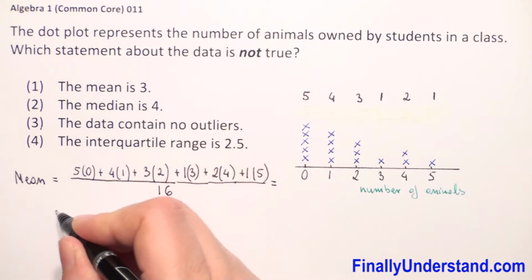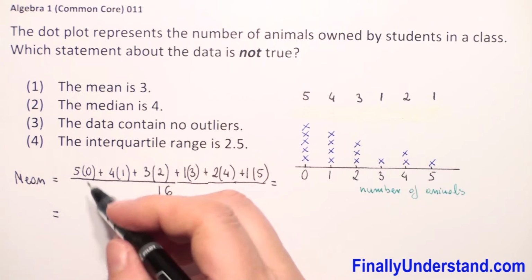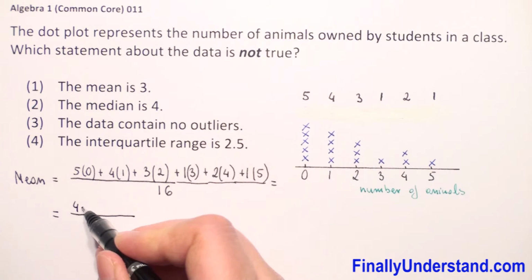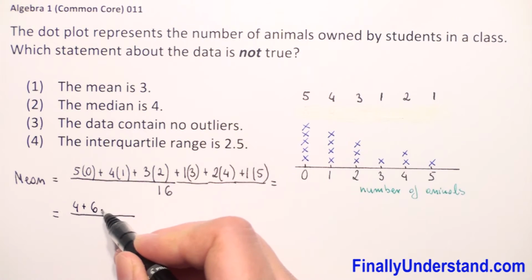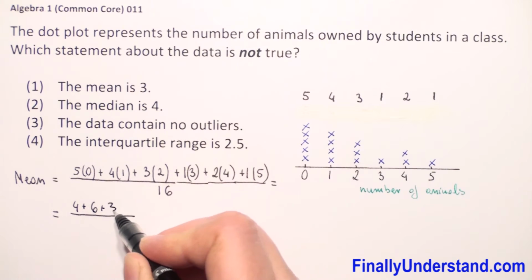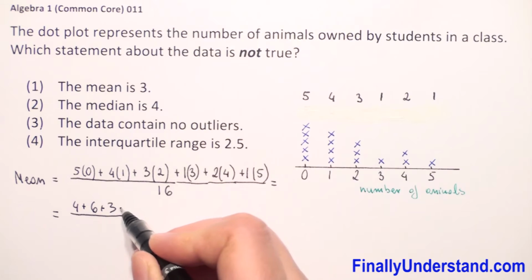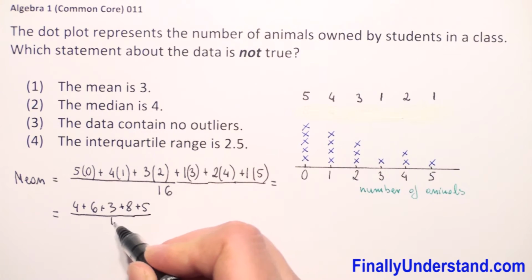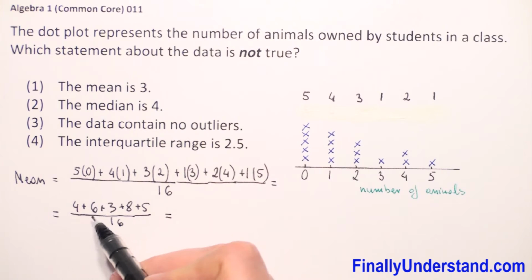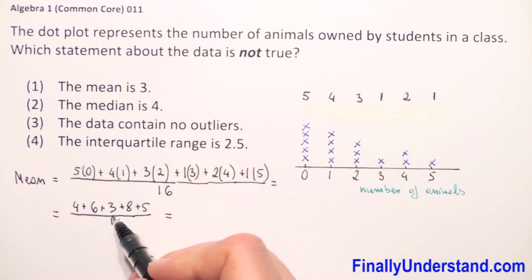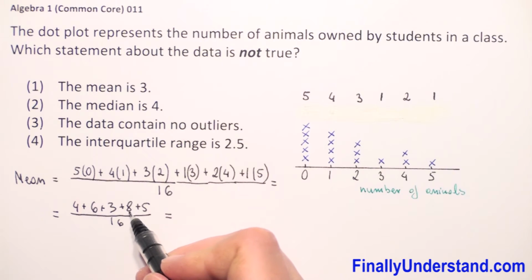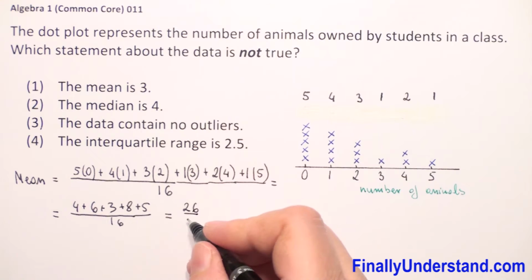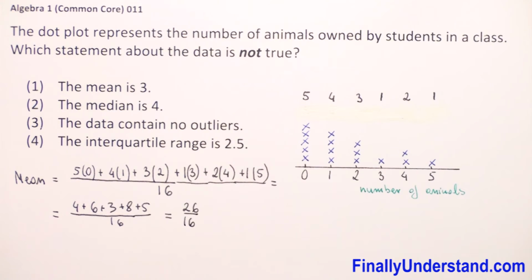So this is equal. 5 times 0 is 0, so we don't have to write it. 4 times 1 is 4, plus 3 times 2 is 6, plus 1 times 3 is 3, plus 2 times 4 is 8, plus 1 times 5 is 5, over 16. So this is equal. 4 plus 6 is 10, 13, 21, 26 over 16. You can use a calculator.